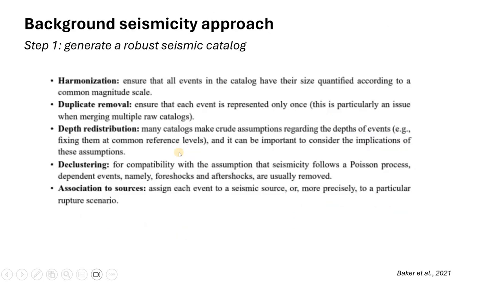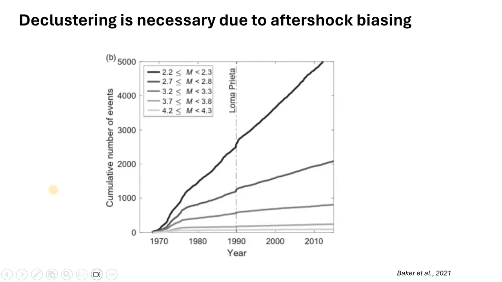However, this does require that we clean the earthquake catalog quite a bit. We need to harmonize, make sure that all the events are on the same magnitude scale, get rid of duplicates, make sure everything is scaled to the same depth scale. We need to decluster the earthquake catalog. We need to remove aftershocks from it. And ideally, we need to assign earthquakes to specific faults if we can, so link them to their sources. So I'm going to talk about these last 2 points briefly, declustering and association to sources.